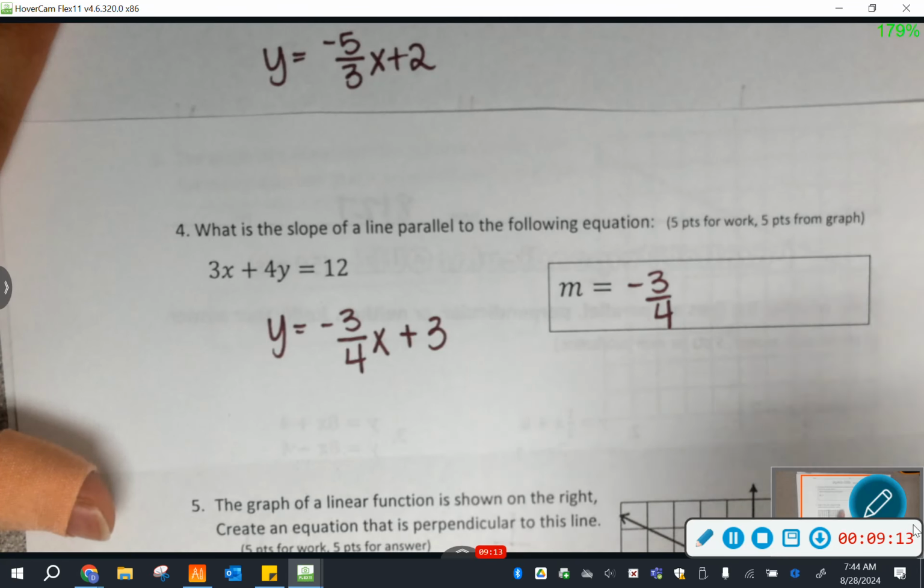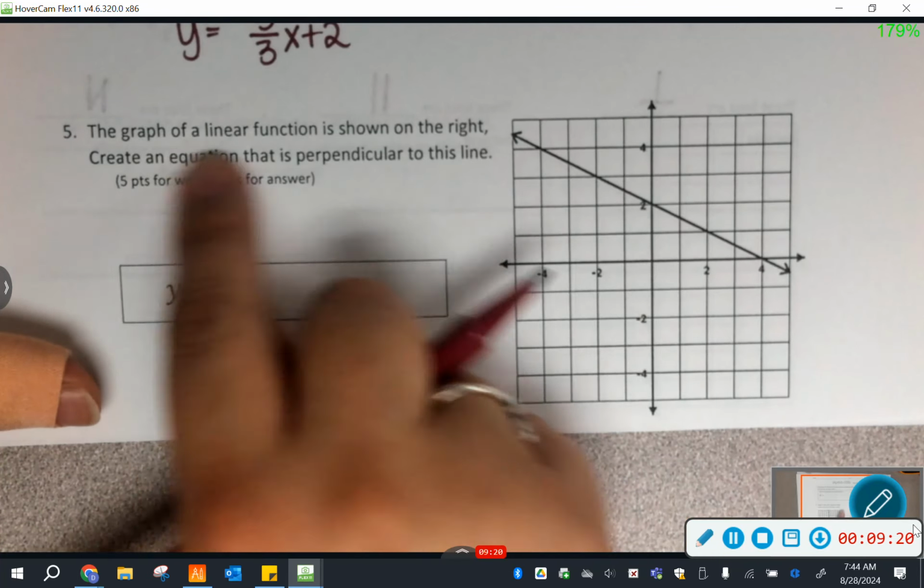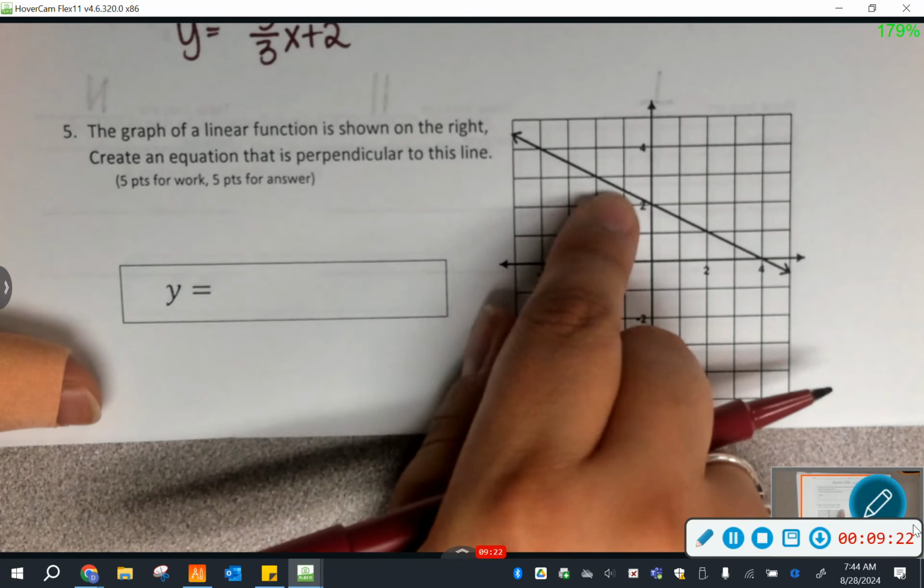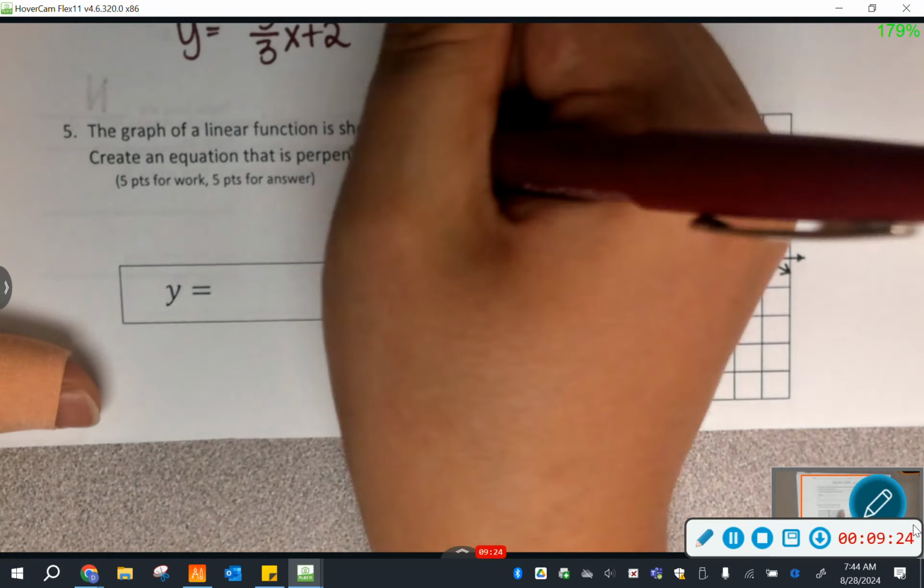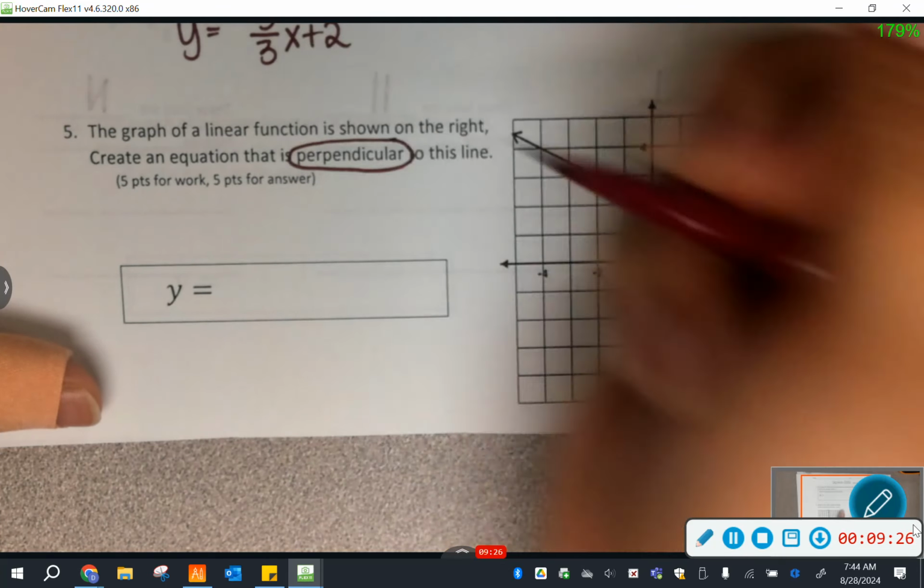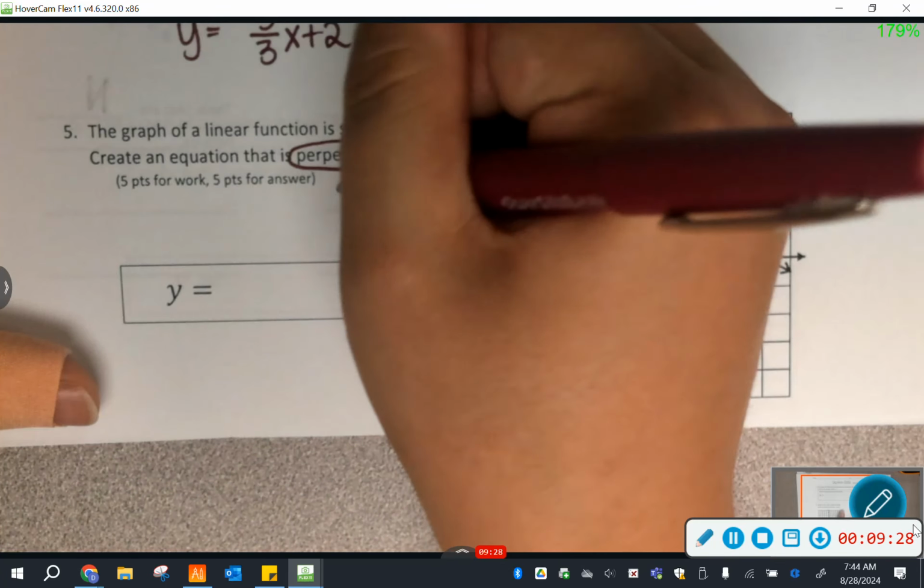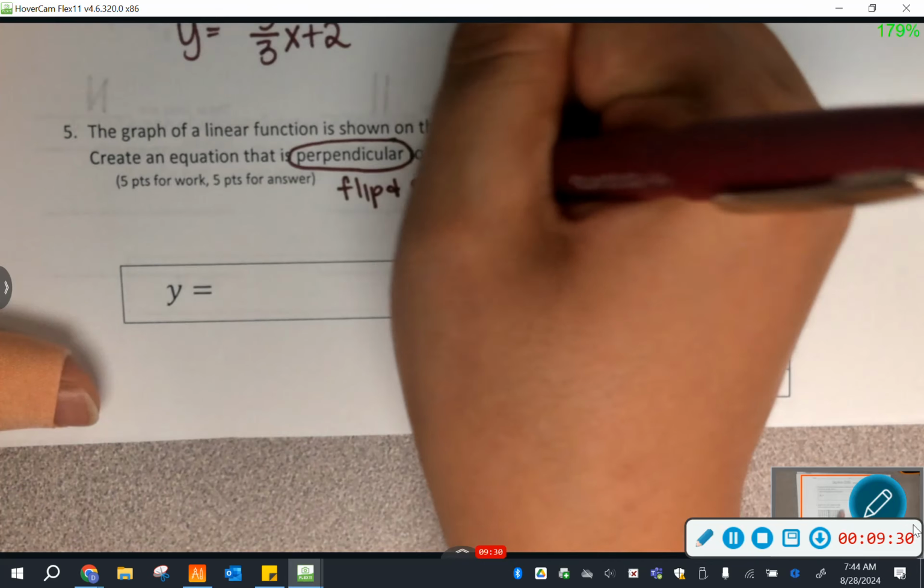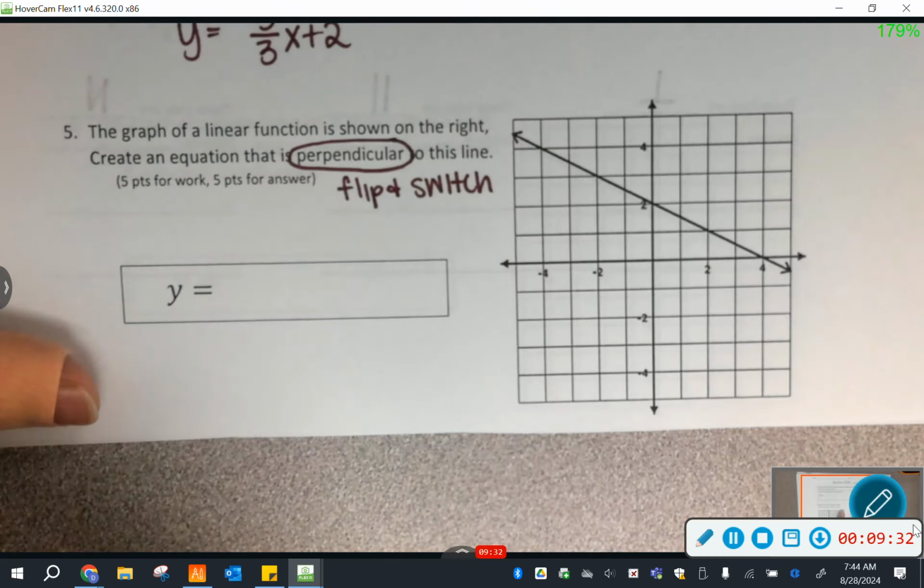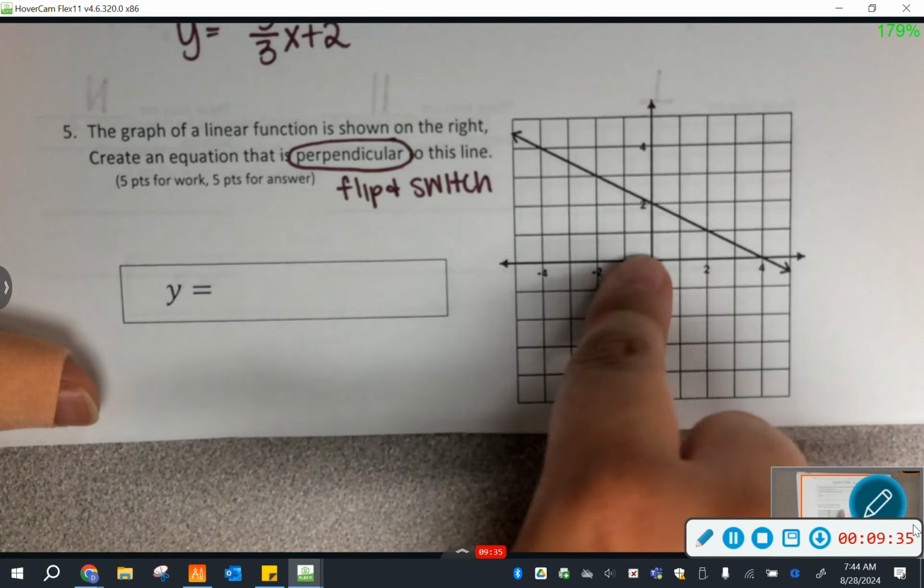Okay. Last question was the most missed on this quiz. I had a lot of kids not read what it was asking. The graph of the linear function is shown at the right. Create an equation that is perpendicular. What does it want you to do? Write the perpendicular. It wants you to flip and switch whatever you get here.